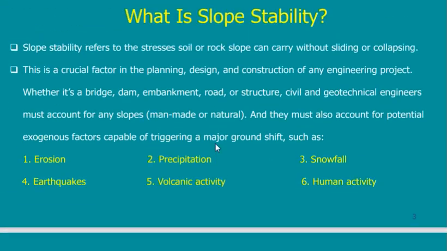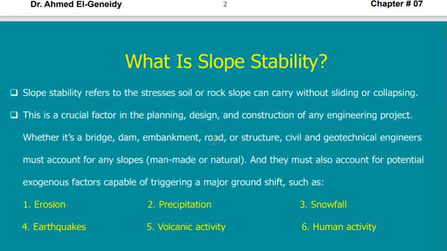So definitions. What is slope stability? Slope stability refers to the stresses a soil or rock slope can carry without sliding or collapsing. If I have a slope or ramp, then what is the amount of load that this slope can carry without any problem? Because there may be loads on the slope. It's not the own weight of the slope only that I need to study. No, I need to study also the loads on this.